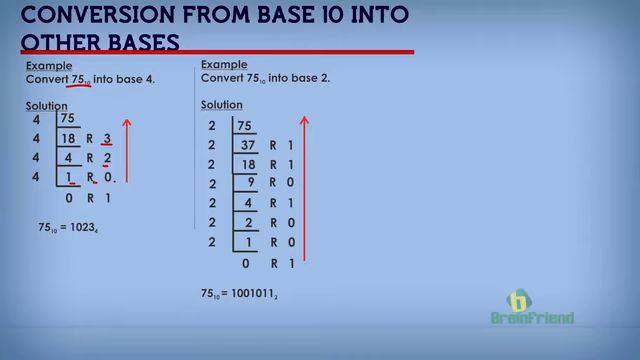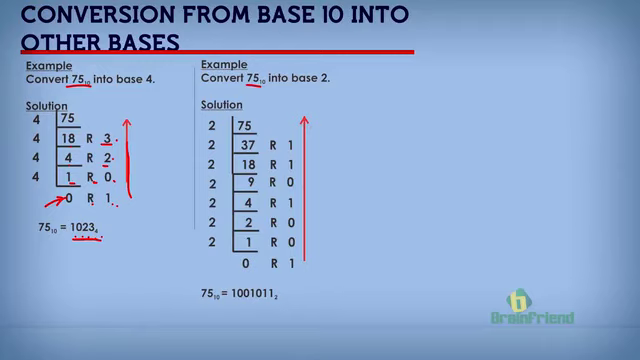4 divided by 1 gives us 0, remainder 1. So we have reached our 0 point here. Now we write down our numbers from the last remainder to the first remainder. We have 1, 0, 2, 3. 1, 0, 2, 3 base 4 is our answer.